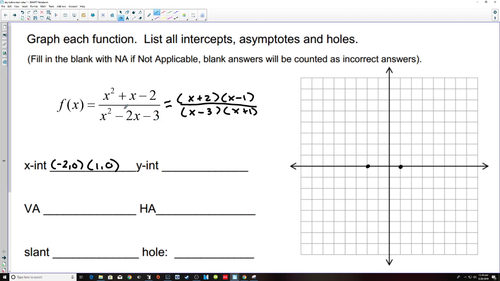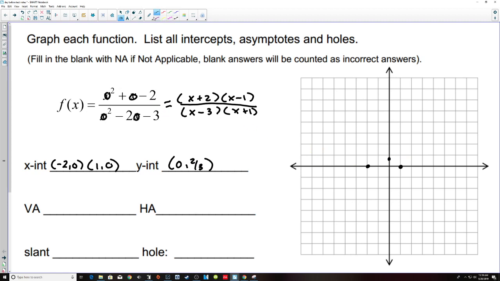The y-intercept, that's what we get when we plug 0 in for all of these x's, and we get negative 2 over negative 3, so 2/3. 0, 2/3. About right there, let's say.